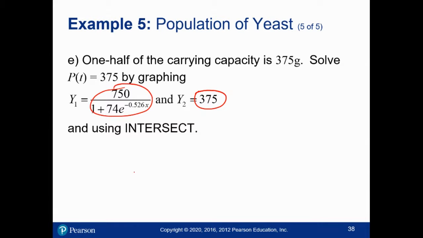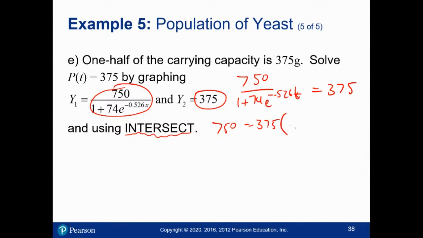And here they said use a graphing utility, so okay, just have calculator magic happen. But you can do this by hand. You're just setting 750 over 1 plus 74 e to the negative 0.526t (we should use t, I'm not sure why they switched to x here) equal to 375. So let's multiply the denominator. Then we're going to want to divide by 375.